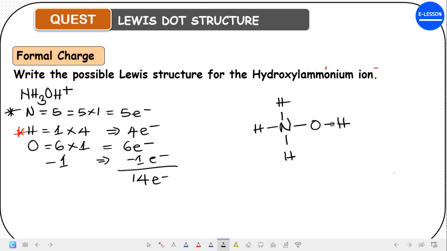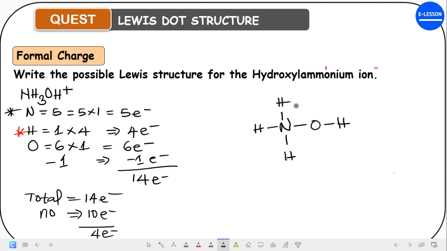8, 10. We've already utilized 10 electrons. So total is 14 electrons. The number that is utilized is 10 electrons. 14 minus 10 is 4 electrons. So we have 4 electrons remaining. Is that okay? Now, since we have 4 electrons remaining, what did I tell you?